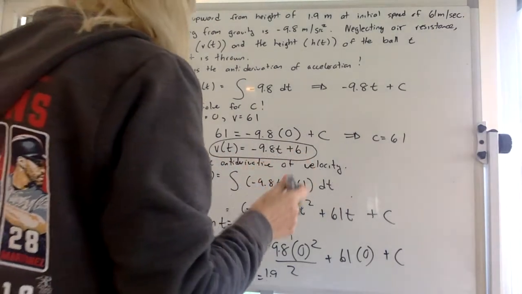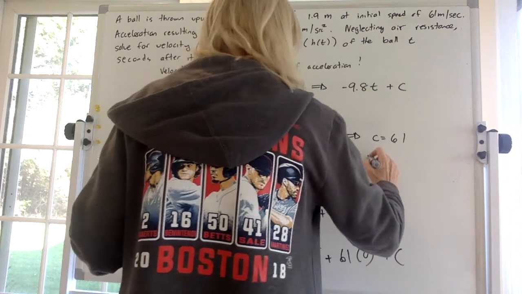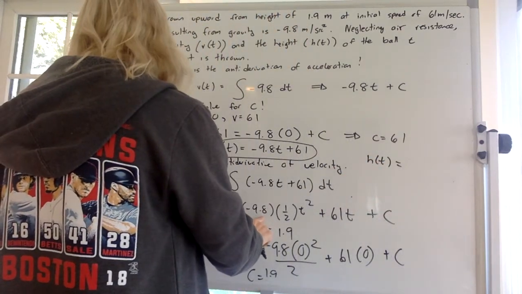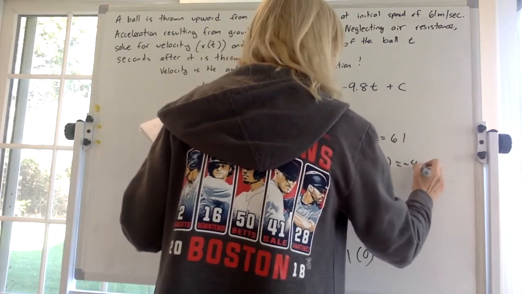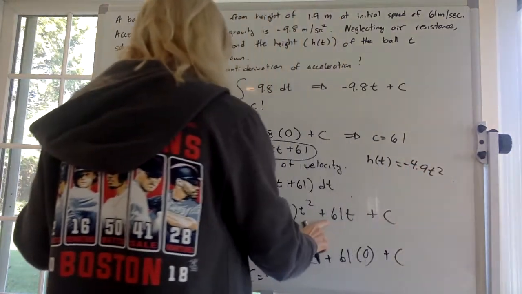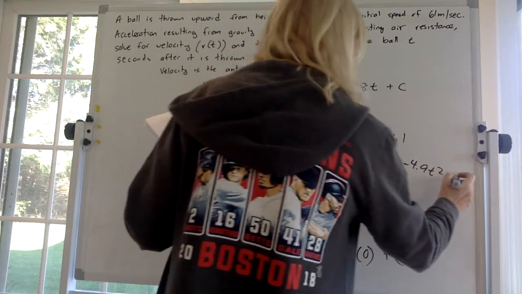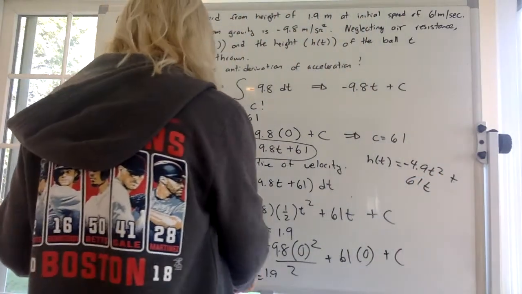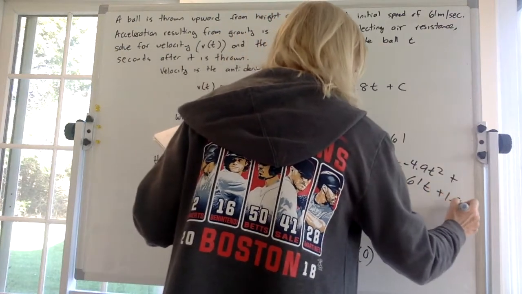So what's our height function then? Our height function, I'll do it over here, guys. If I divide 9.8 by 2, I get negative 4.9 t squared plus 61t plus 1.9.